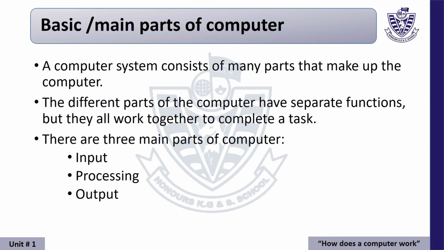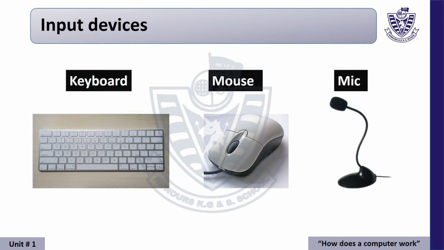Now we will study how many main parts the computer has. There are 3 main parts of a computer: input, processing, output. Input devices. Students, you can see 3 parts of the computer. The first one is the keyboard. Keyboard is an input device that is used to input data in the computer. There are many buttons on it. All the buttons are called keys.